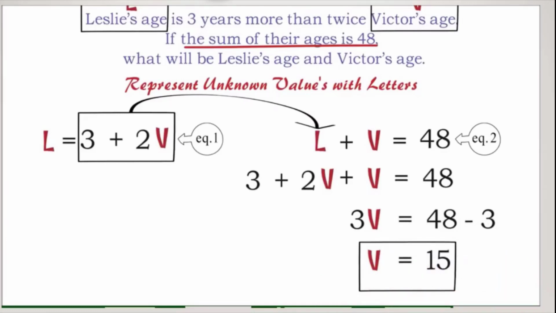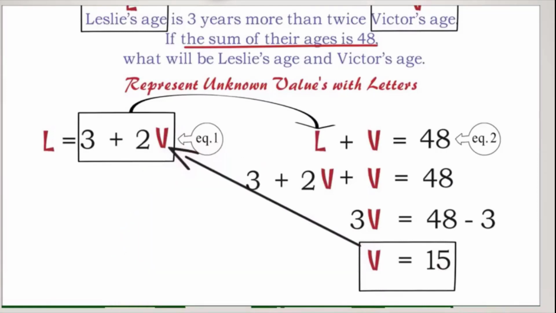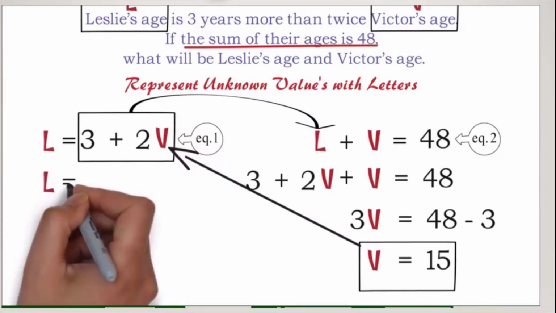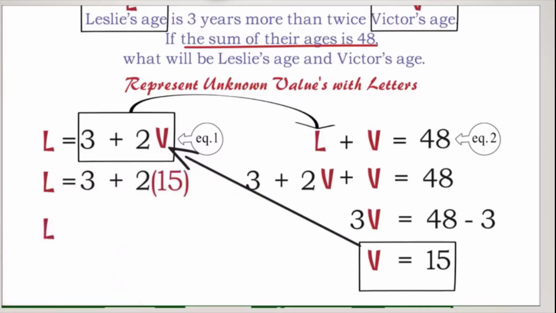But the question wants us to find Leslie's age also. To find Leslie's age, we can substitute V equals 15 in equation 1. We have L equals 3 plus 2 times 15. We solve for L to get 33. Leslie's age is therefore 33.